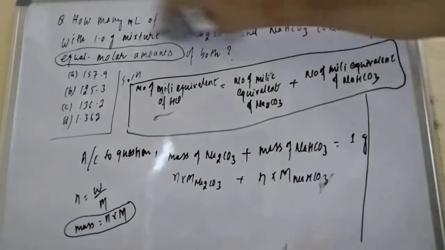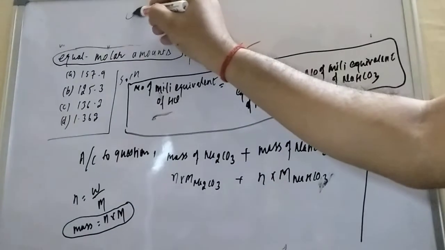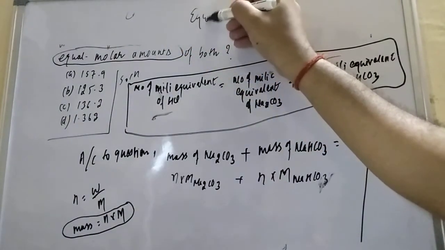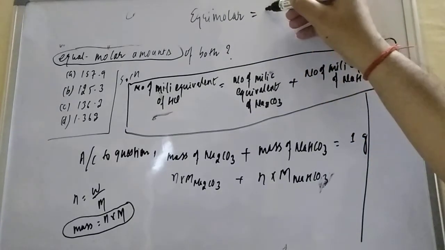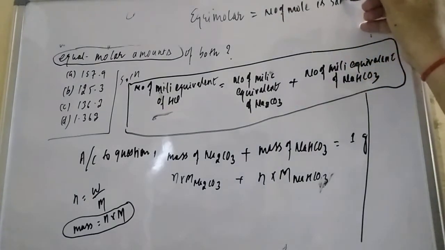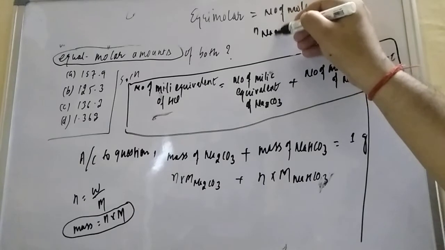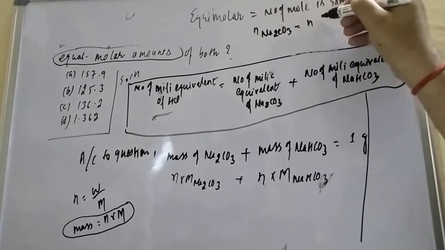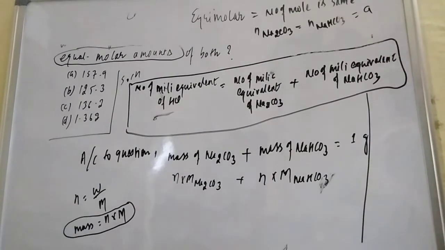Here, better we remove the question, then I will explain. What is the meaning of equimolar mixture, student? Equimolar means the number of moles is the same. The number of moles of Na2CO3 equals that of NaHCO3. Suppose for both the cases the equimolar amount is A.